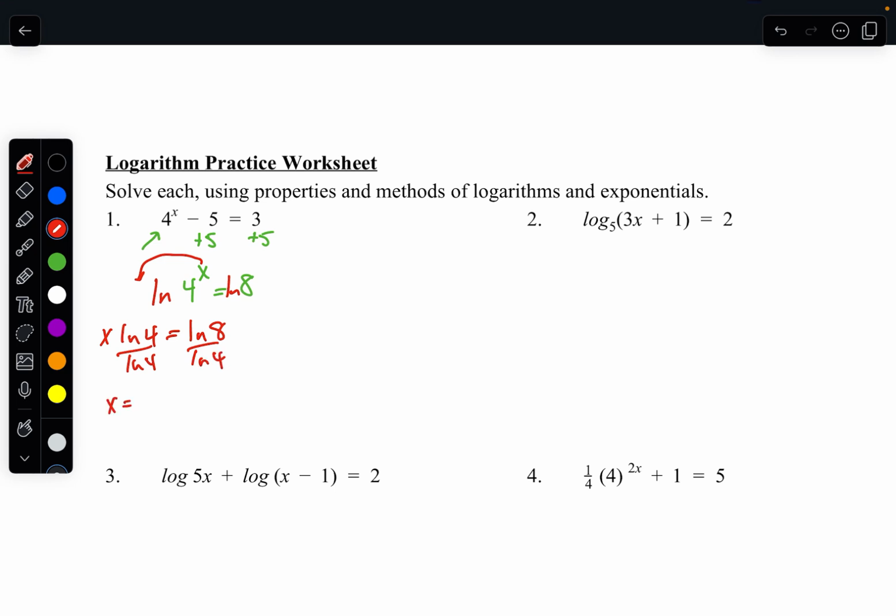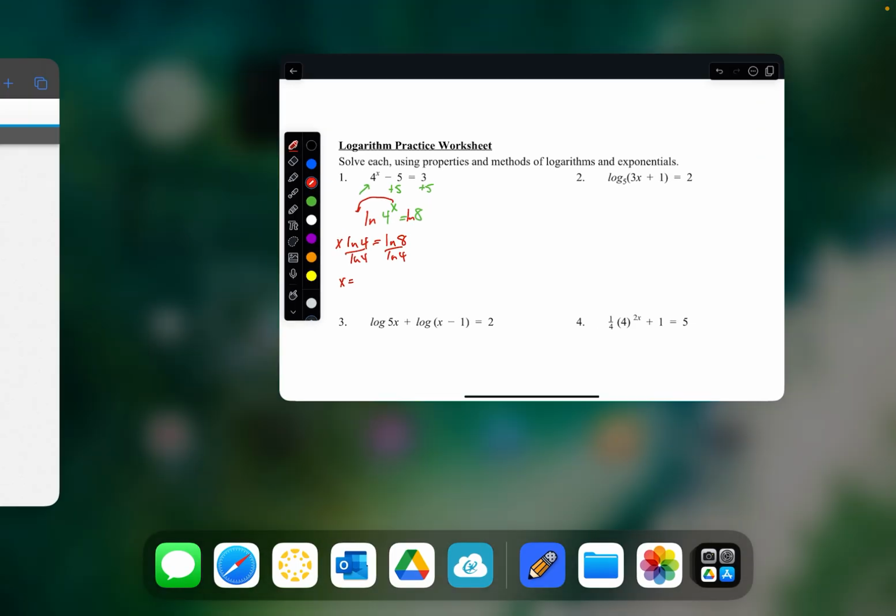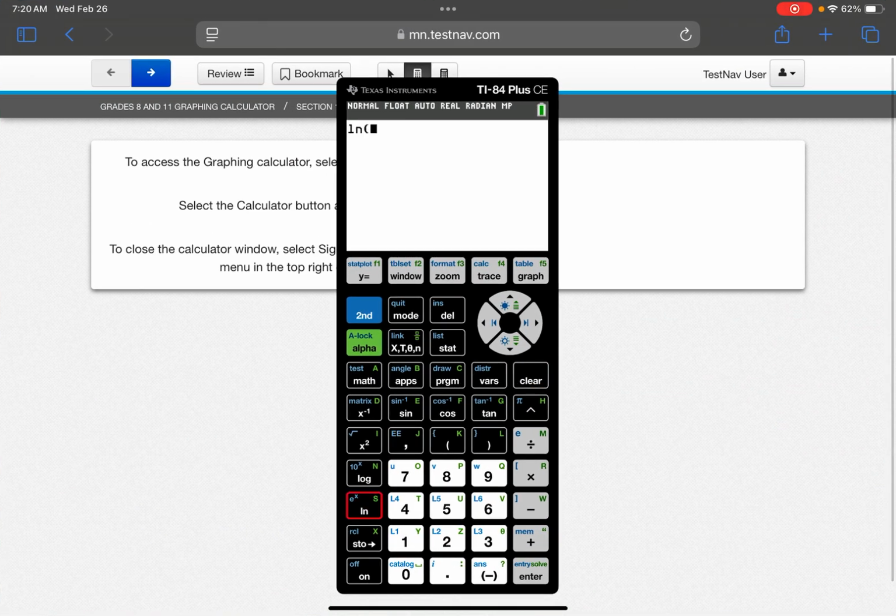And in that case, we could go to our calculator, do the ln of 8, divide by the ln of 4. So I can do the ln of 8, make sure you close it, divide by the ln of 4, and we're getting 1.5.